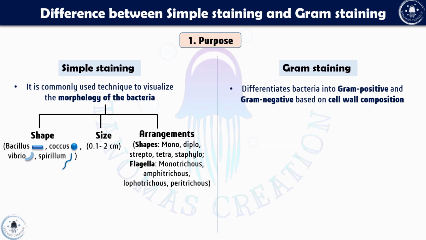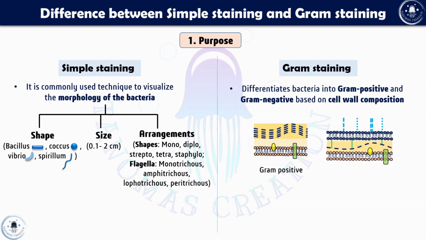In our previous video, we have also covered their cell wall structure. The structure is shown here. This is the gram positive cell wall structure, and this is the gram negative cell wall structure. Based on this structure, gram staining helps to differentiate between gram positive and gram negative bacteria.